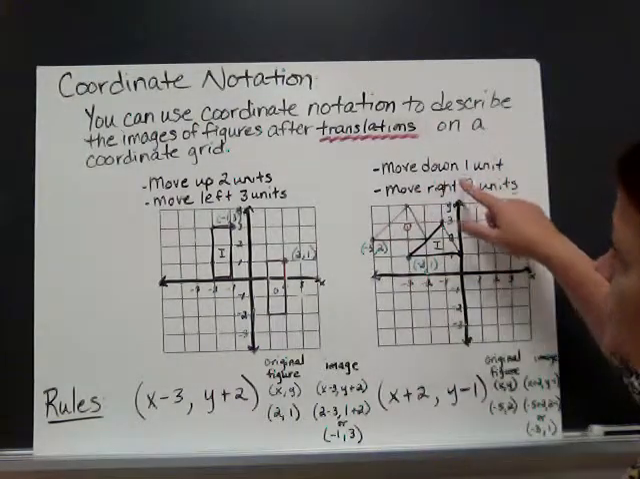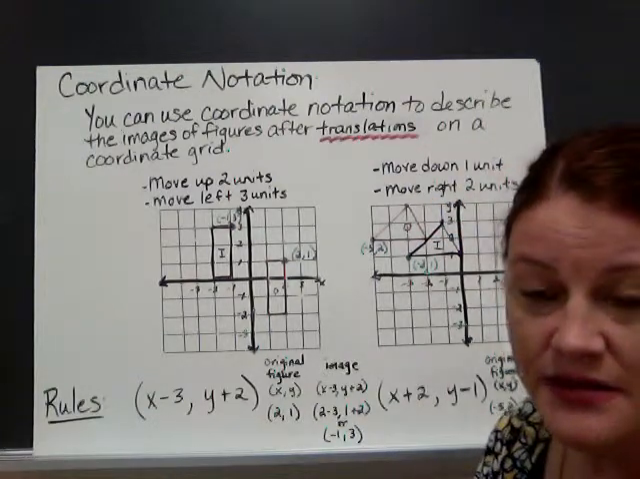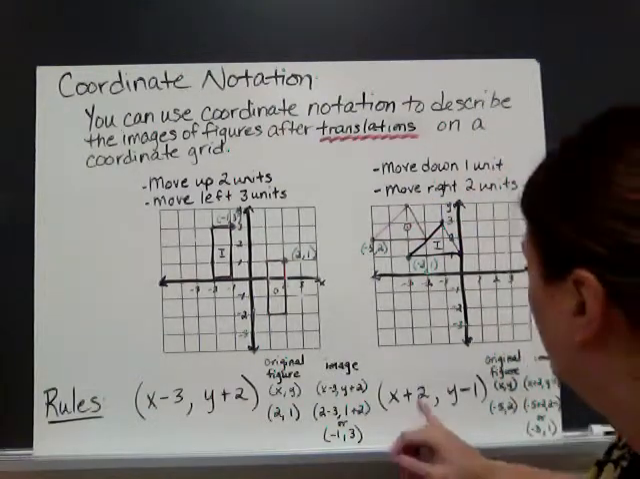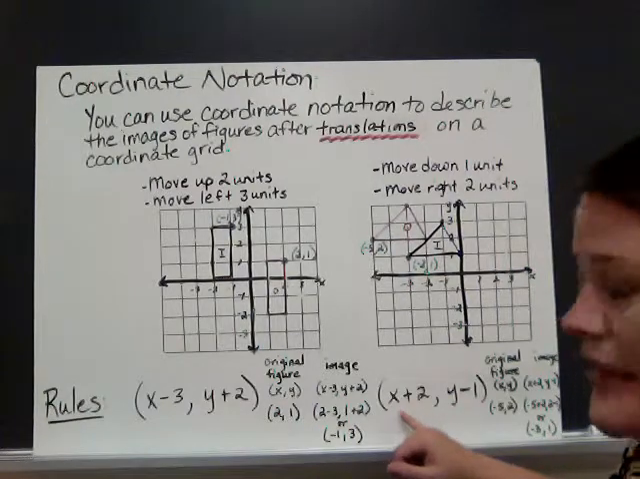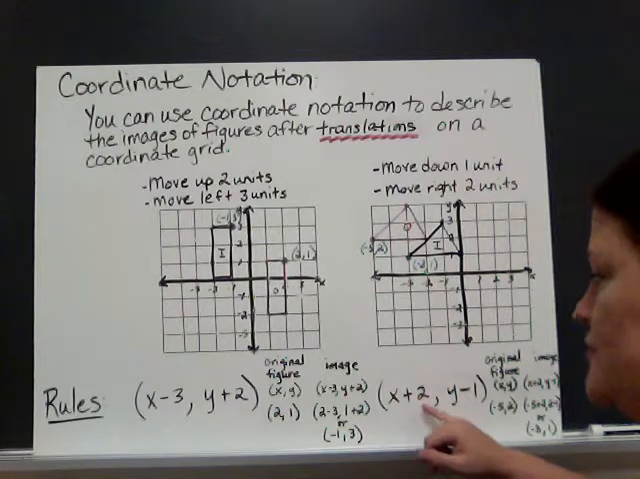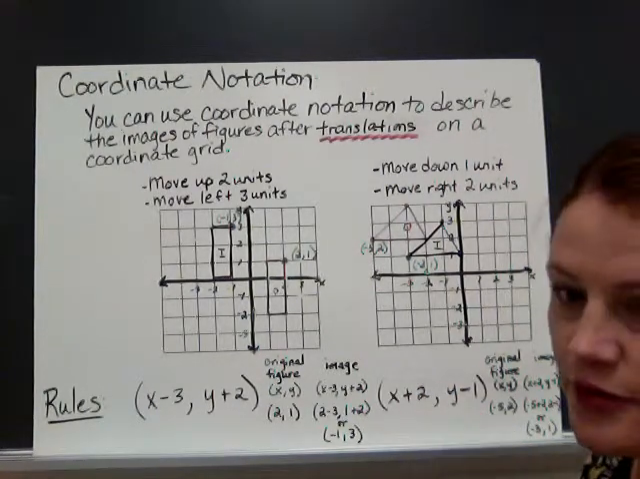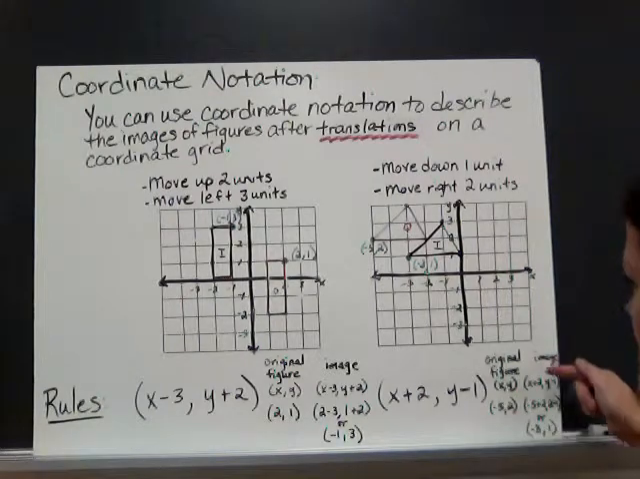Here it said I'm moving this triangle down 1 unit and to the right 2 units. Let's see what happens here. It looks like I have the rule x plus 2, y minus 1. So I'm adding 2 to the x-coordinate, and I'm subtracting 1 from each y-coordinate. Let's see what that looks like.